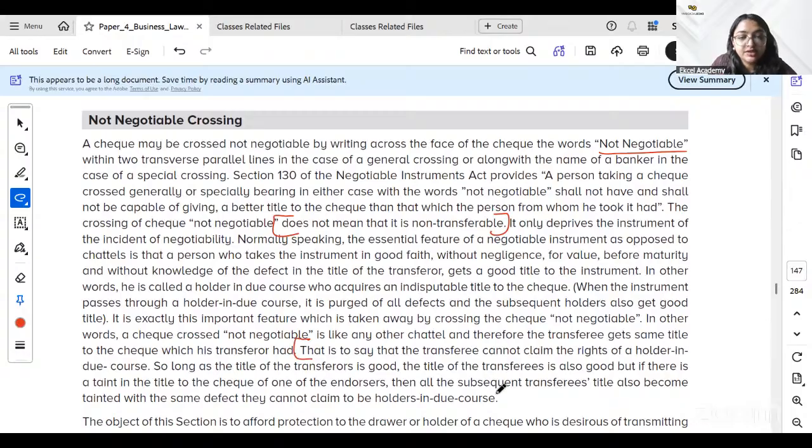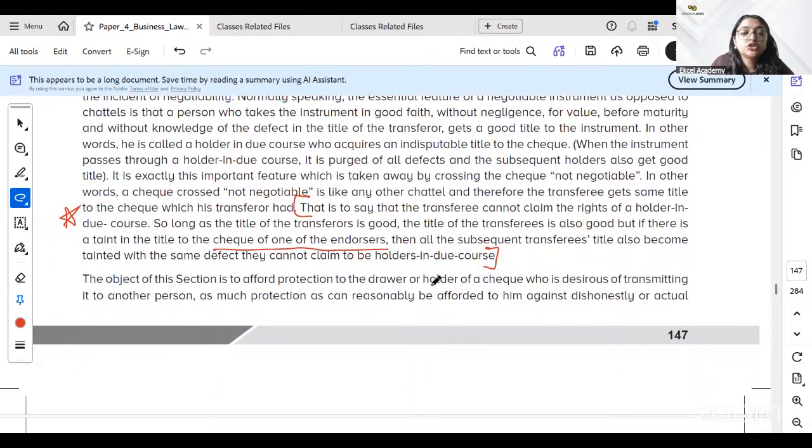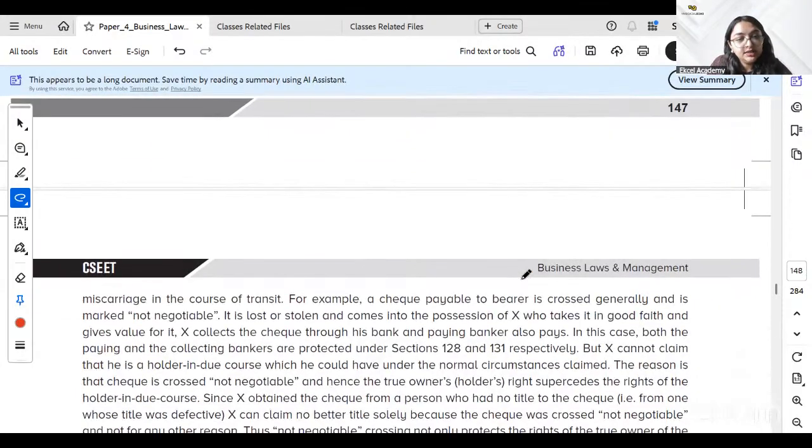This is very important for you to understand: the transferee cannot claim the rights of a holder in due course. So as long as the title of the transferor is good, the title of the transferee is also going to be good. But if there is a taint in the title of one of the endorsers, then all the subsequent transferees' titles will also become tainted. The objective of this section is to afford protection to the drawer or holder of the check who is desirous of transferring it to another person, so that he is protected against any dishonesty.